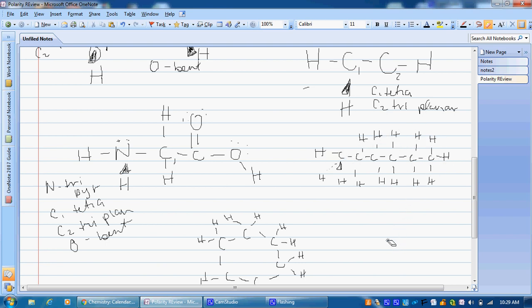Now with this one, if you look, every single carbon has 4 bonds around it, no matter how you drew it. Okay, so 1, 2, 3, 4, 1, 2, 3, 4. So all carbons are going to be tetrahedral in this one.